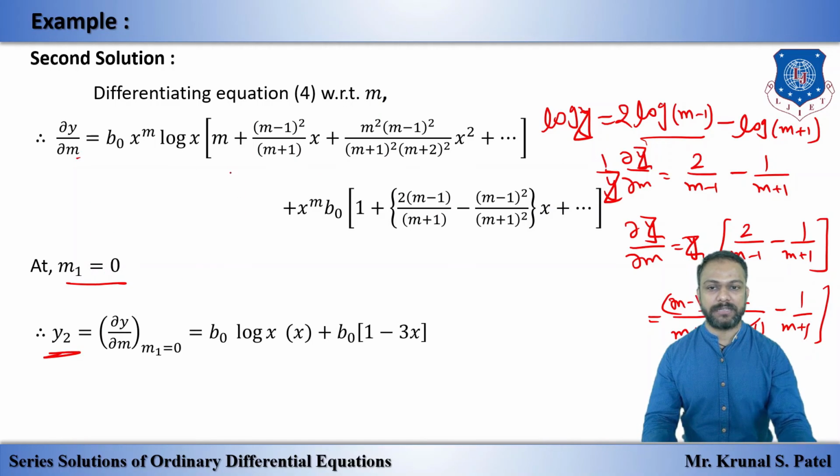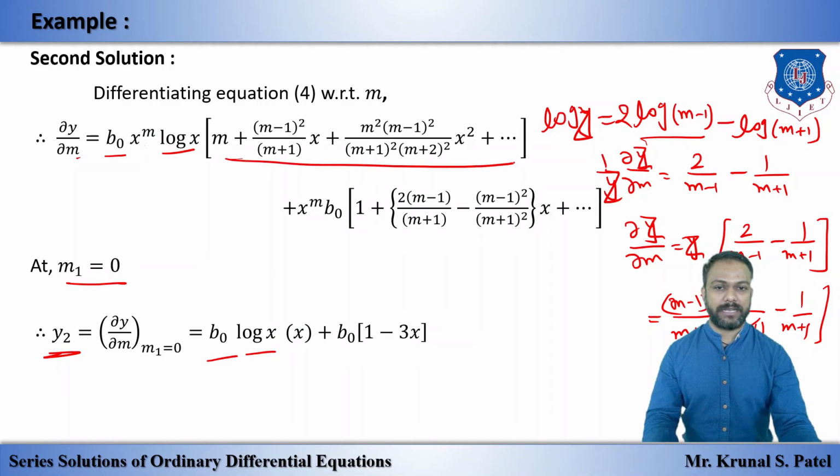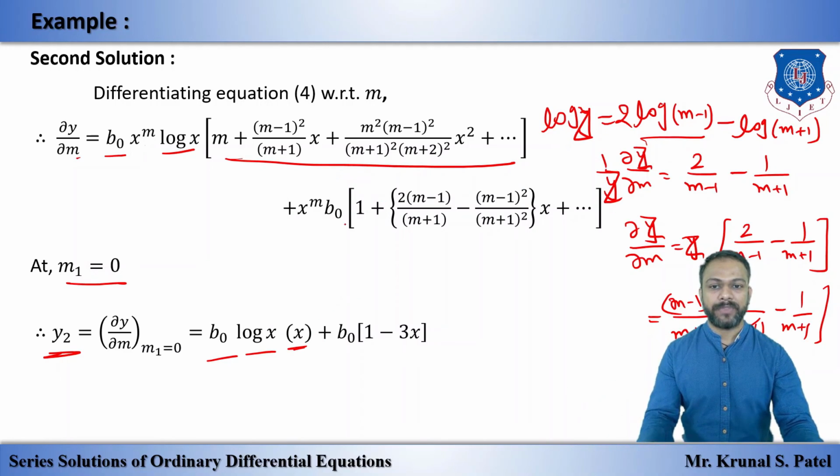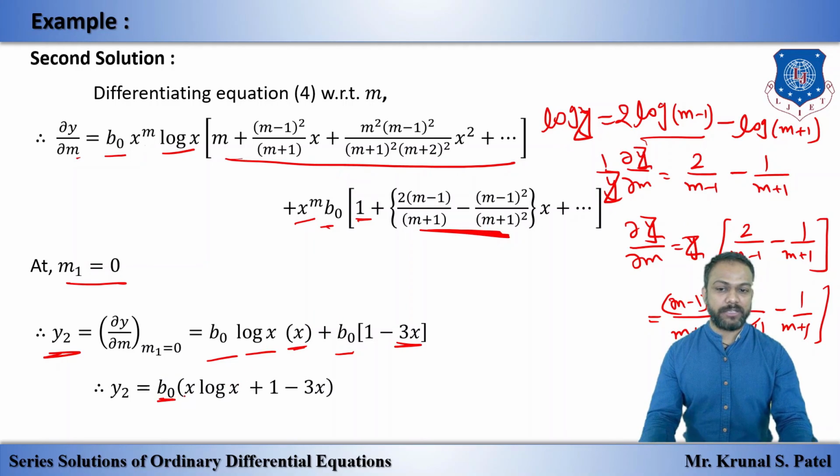So we have y2 is equal to b0, x raised to 0 is 1, so log x, and we know that this will give us x because we already found it in the first solution. Now this becomes 0, so x raised to 0 becomes 1, so we have b0 and 1, and this gives us minus 3, so minus 3x. Now we can take b0 common, so we have x log x plus 1 minus 3. This is our second solution.